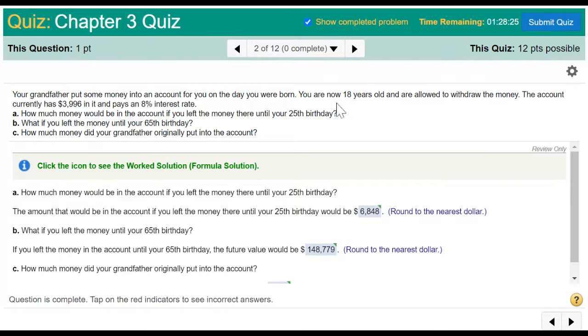Now, this one says that if you left the money to you're 65. So 65 minus 18, last time I checked, is 47, right? So N equals 47, IY equals 8. I'm going to go real slow. Payment is 0, present value is 3,996. And then compute for future value. You should come out to 148,779. Round to the nearest dollar. Pay attention to these details because that's where a lot of people were making mistakes.